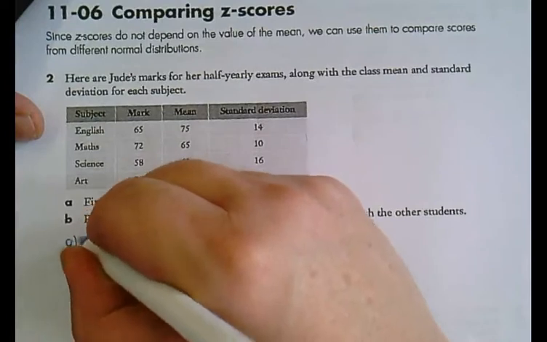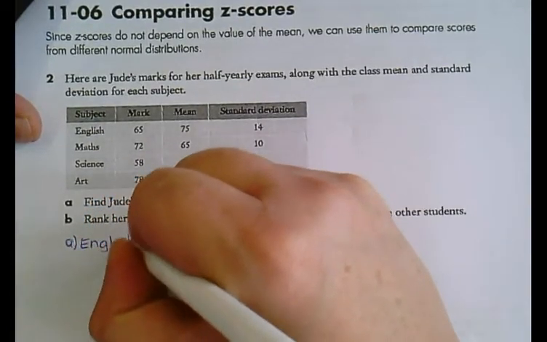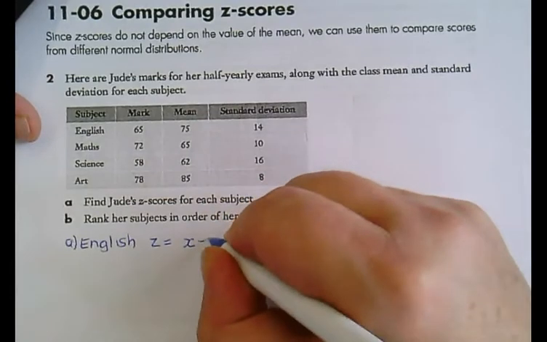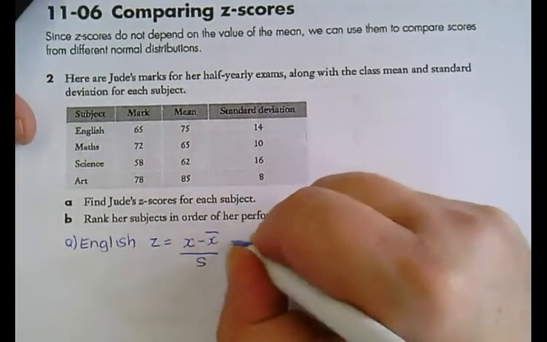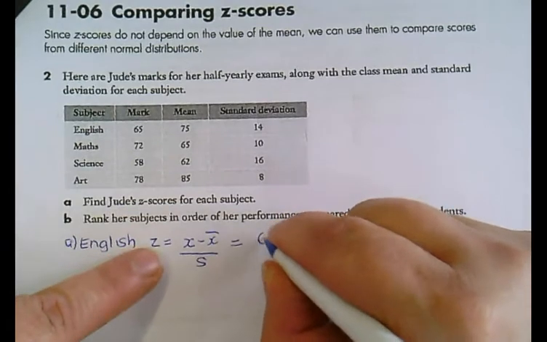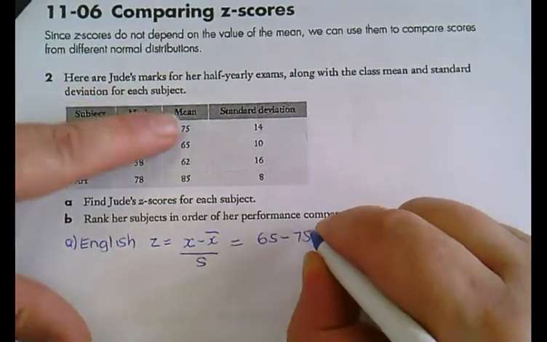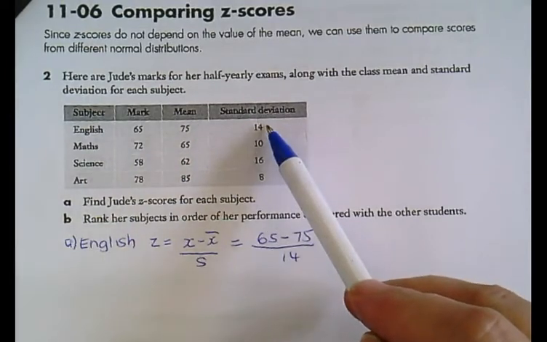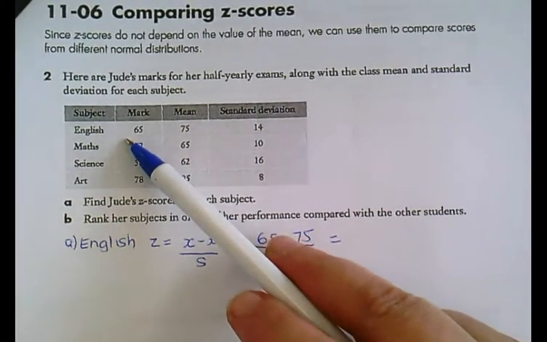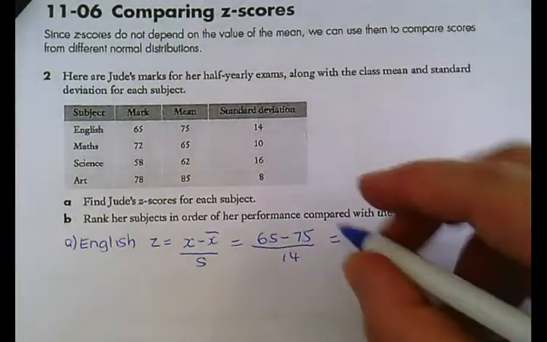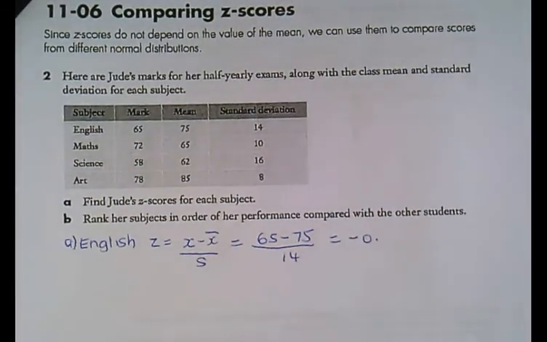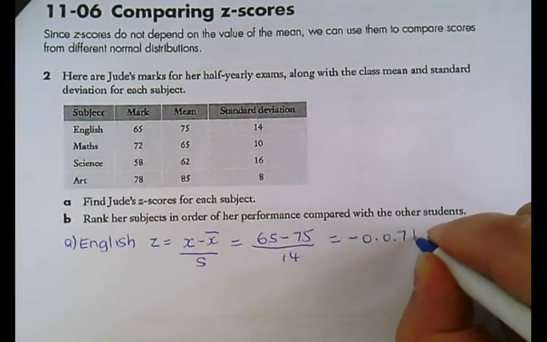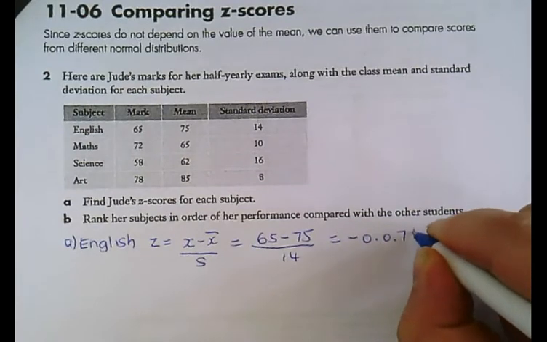So let's go. We've got English. Remember, the Z-score is the mark minus the average, over the standard deviation. So her English Z-score is 65 take away 75, over 14. I know it's somewhere between 0 and -1, just by looking at it, since the standard deviation is 14. She is within one standard deviation on the negative side. It's 10 over 14, which is negative 0.71.